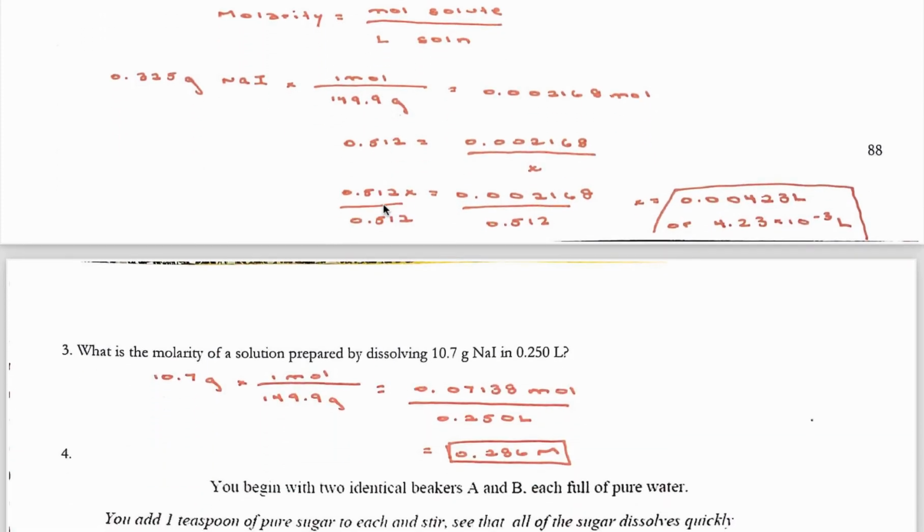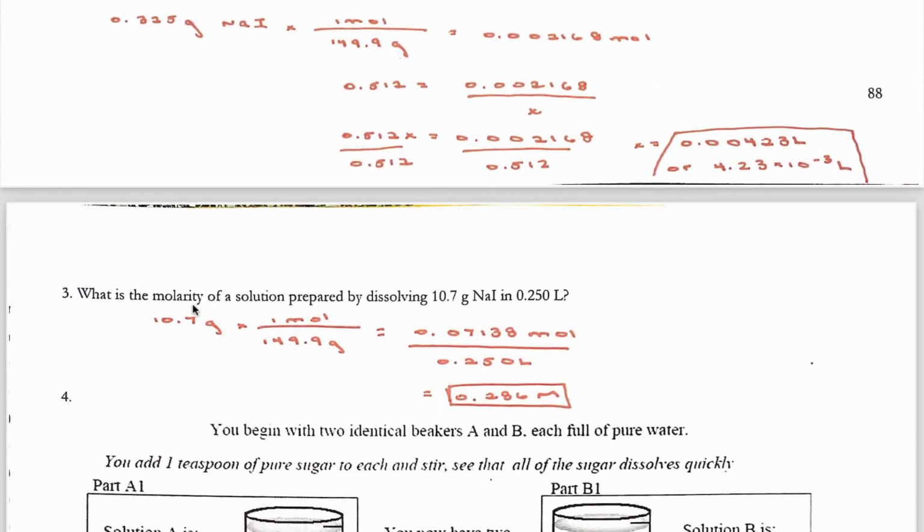All right, for number 3, it asks what my molarity is, and it tells me I dissolve 10.7 grams of NaI in a solution that has a volume of 0.250 liters. So I start with 10.7 grams, and I'm going to convert into moles. So grams on bottom, moles up top. The molar mass of NaI is 149.9 grams. So I'm going to divide, and I get 0.07138 moles for every 0.250 liters. I divide, and I get 0.268, so I round to 3 sig figs, molar, capital M.